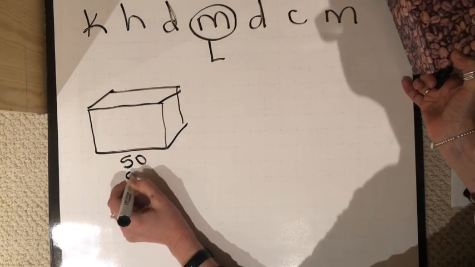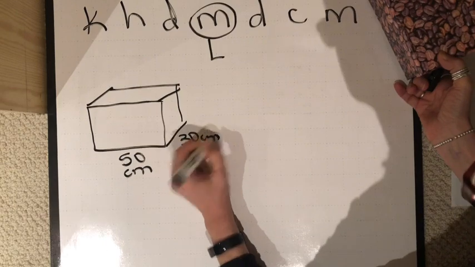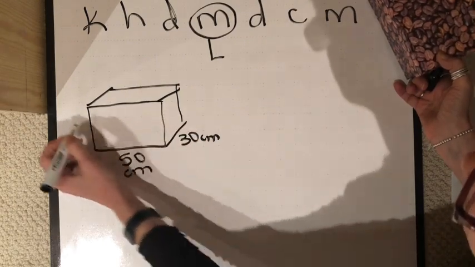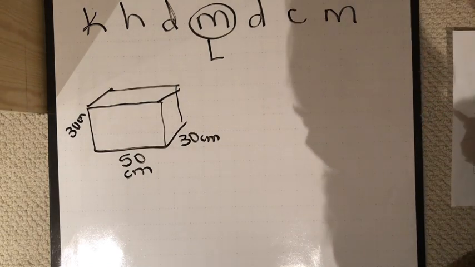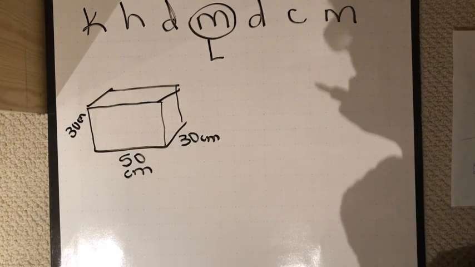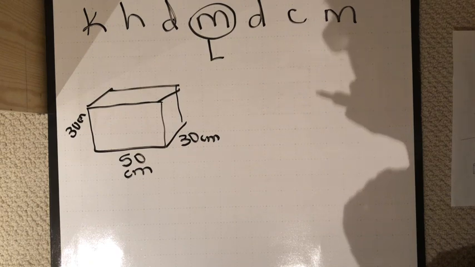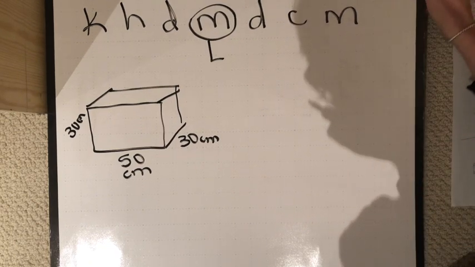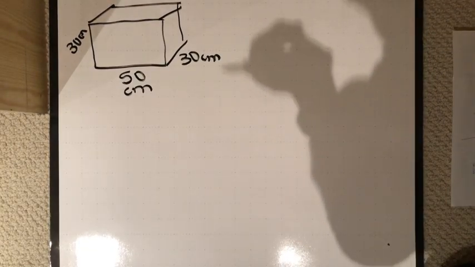50 centimeters by 30 centimeters. And we'll say that the height is also 30 centimeters. So that's our aquarium. And we want to figure out how much water would fit in there, actually in liters. So first of all, we need to find out what the volume of this box is. So how much space does this box take up?